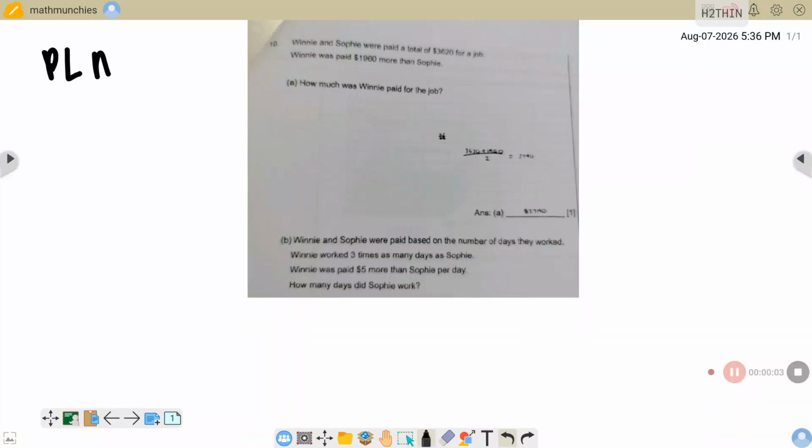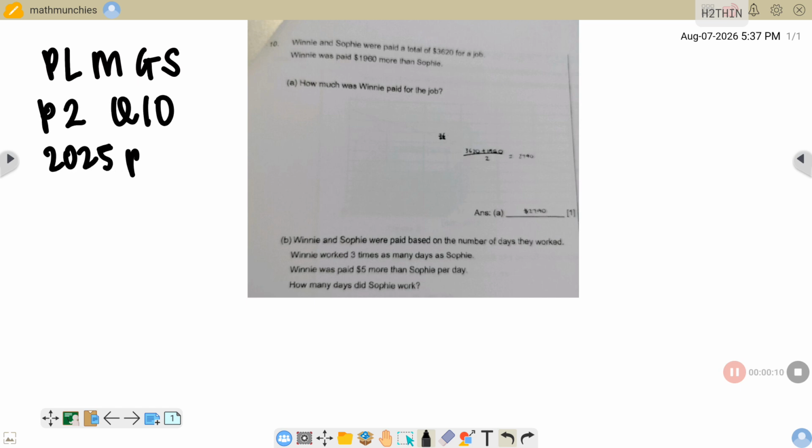Paya Lebar Methodist Girls School, Paper 2, Question 10, 2025 Prelim.